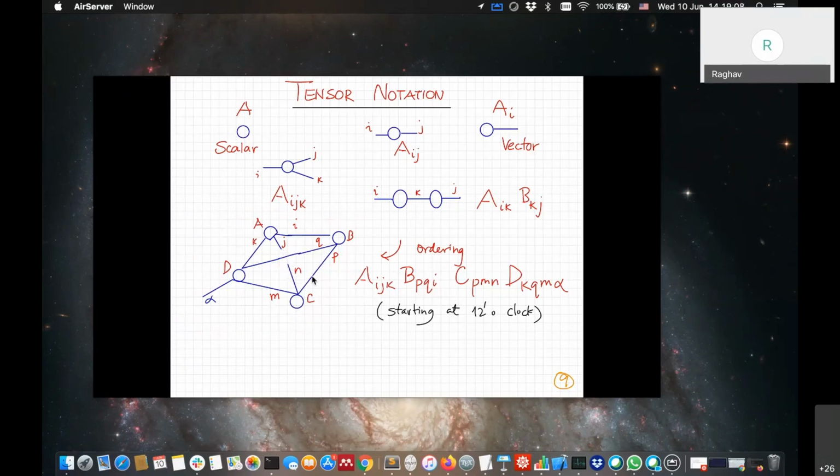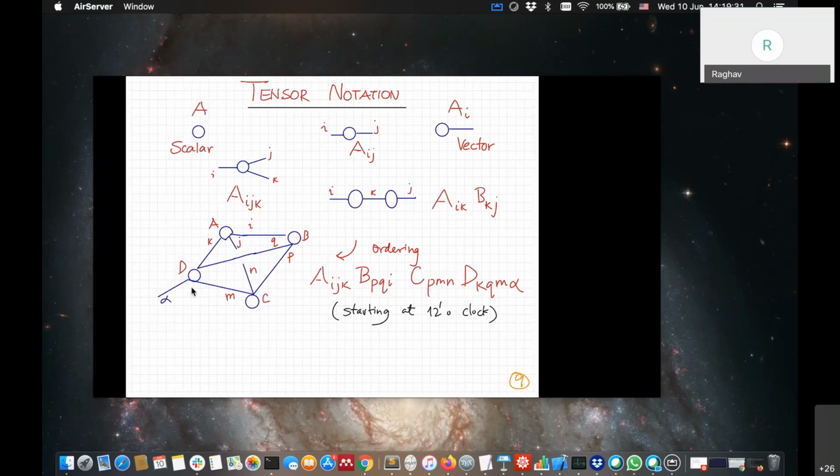There's only one index in this which is shared by two tensors, which is this Q tensor. This long edge Q is the one which is shared, right? Okay, so this will become more clear as we go along. This is the basic tensor network notation which we're going to use in these lectures. Let me just go a step forward.